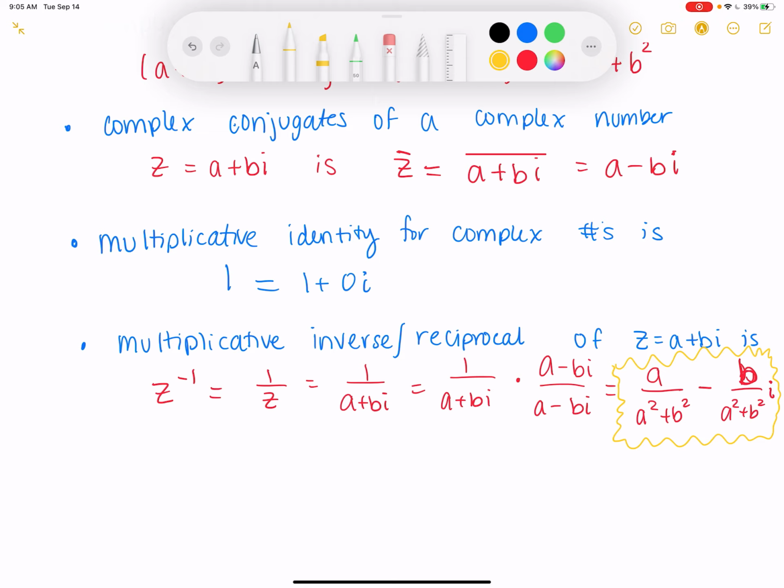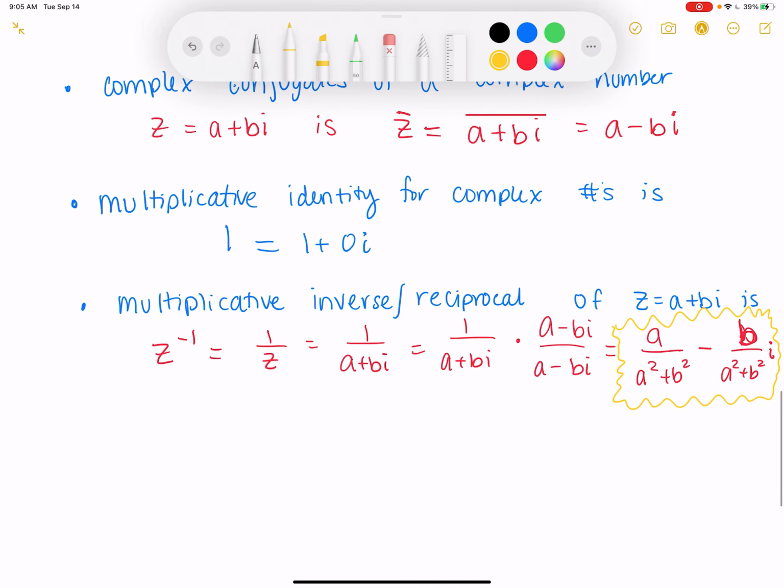This is a over a squared plus b squared minus b over a squared plus b squared times i. This is really confusing. Did we do those last year? Some of it, it's kind of an extension of it.